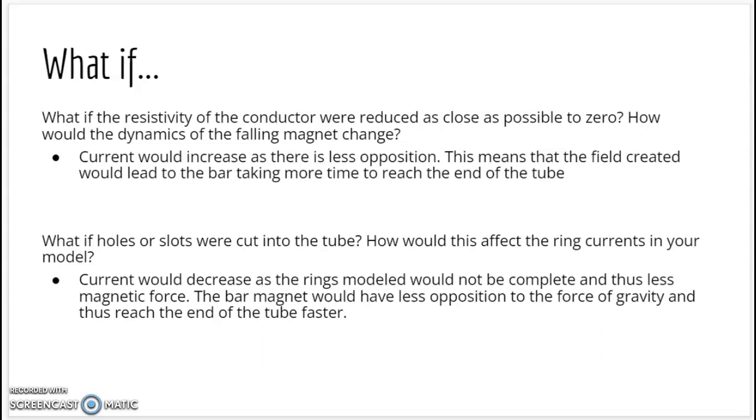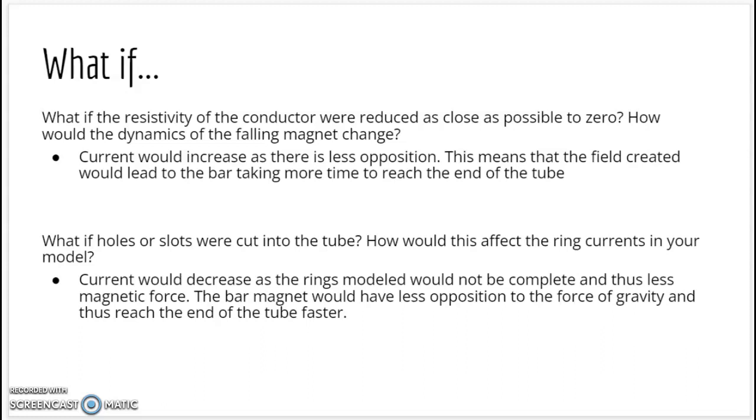What if? So, what if the resistivity of the conductor was reduced as close as possible to 0? How would the dynamics of the falling magnet change? Well, the current would increase as there's less opposition. This means that the field created would lead to the bar taking more time to reach the end of the tube.